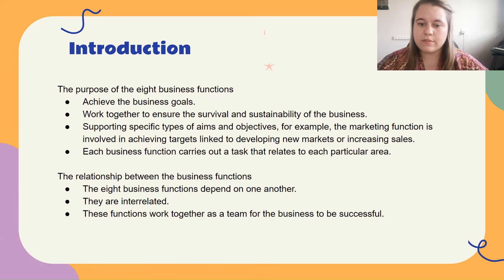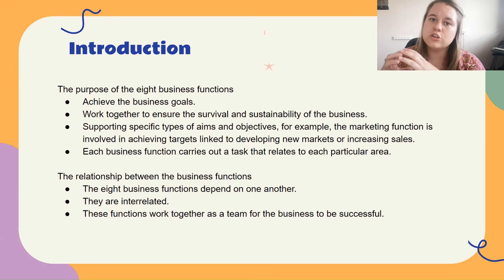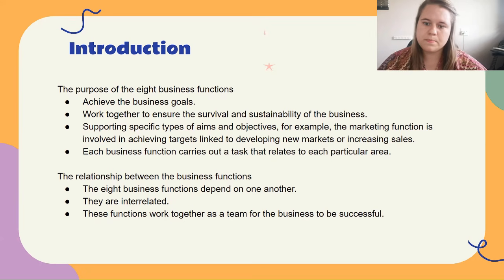Also, each of the business functions carries out a task that is related to each particular area. The public relation function is going to carry out tasks related to public relations and the public image. The marketing function is going to look at the marketing of the business and carrying out those functions. So it's very important to know that they all interlink and they work together towards the end goal, but each of them individually has their own tasks and goals.